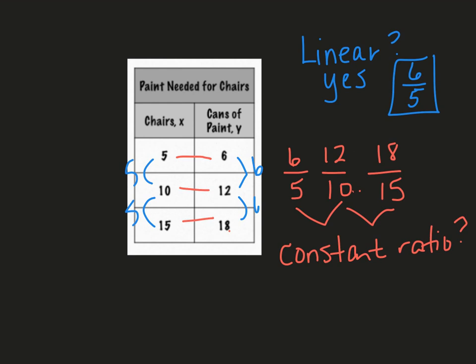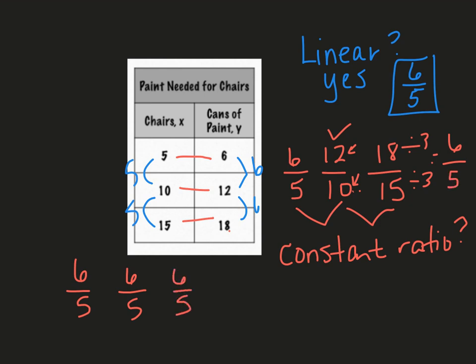12/10, so 2 goes into both of those, so 6/5 is the first one. Now, 12/10, if I divide that by 2, becomes 6/5, so that's good. And then let's divide that by 3, so we're reducing. That becomes 6/5. So the constant ratio is 6/5. So yes, it's linear. And yes, it's proportional.